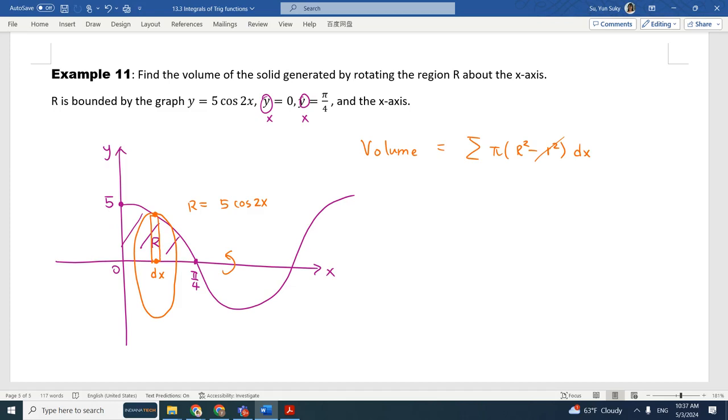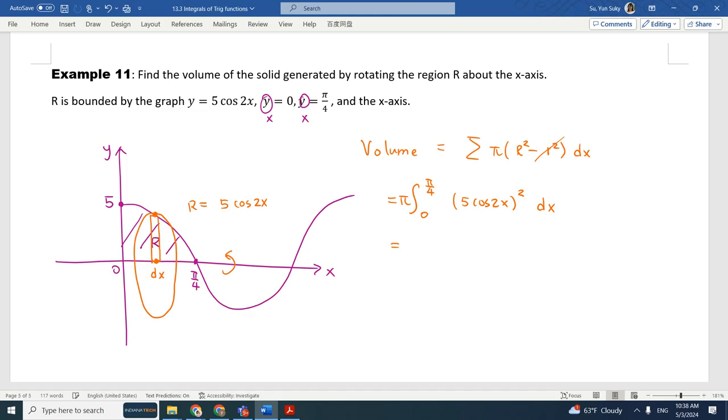Okay, so then we have the integral from x is 0 to pi over 4. We can move the pi in front of the integral. And then we have the function. The function is 5 cosine 2x squared dx. When you compute the area, you just have the function. But when you compute the volume, you have the square, because of the pi r squared, the cross-section area.